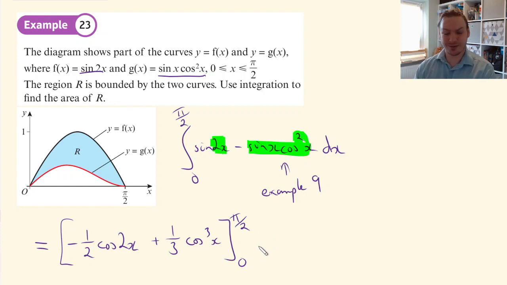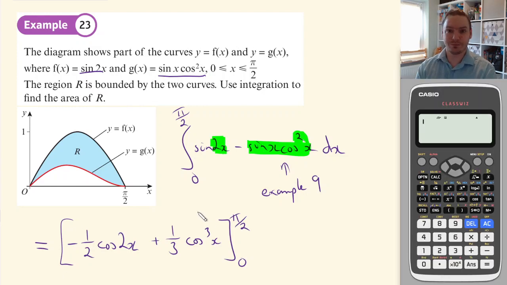However, just like with example 22, all of this algebra work, getting from the integral to here, is completely pointless if all they ask you to do is find the area, because we can just use our calculator to do this. I just want to integrate, and then I can type in sine 2x. You must remember to close your brackets after the trig functions, otherwise it will mess everything up. But there we go. Subtract sine of x, close that bracket, cos of x squared. So sine x cos x squared.